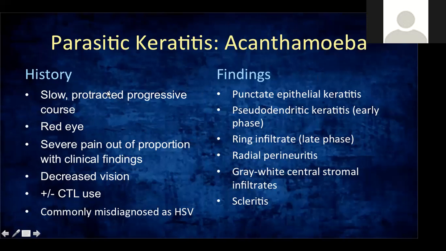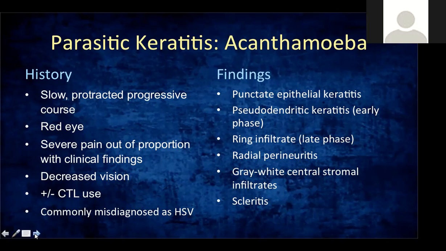For parasitic keratitis, the characteristic or representative microorganism is your Acanthamoeba. The history here is very, very slow. It's a red eye, but not as red as in your bacterial or your fungal infection. However, the pain is really, really severe. It's out of proportion to the clinical findings, meaning the eye doesn't really look so bad, but the patient is complaining of a very, very painful eye. Vision can be decreased. There may be a history of contact lens use. It's commonly misdiagnosed early as a viral infection.